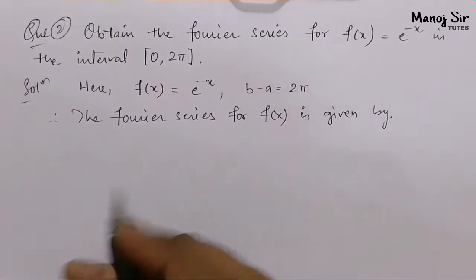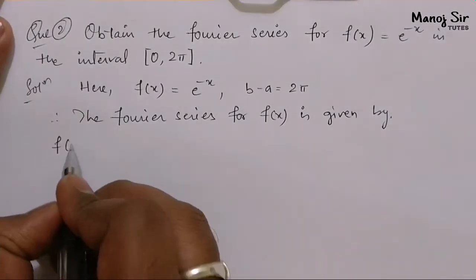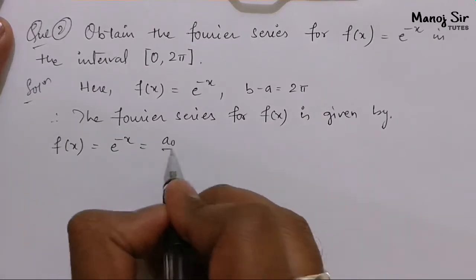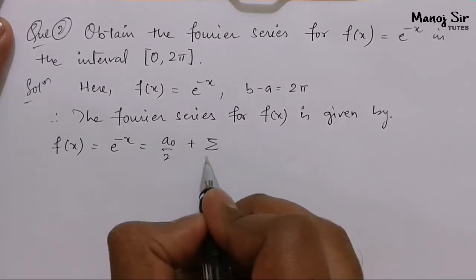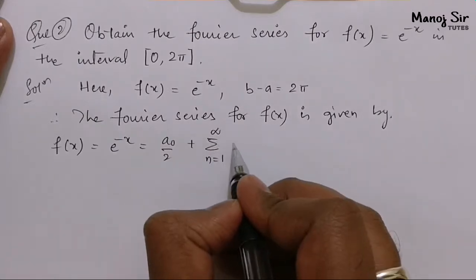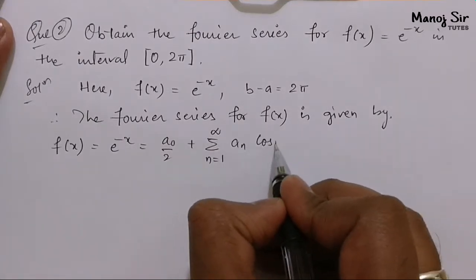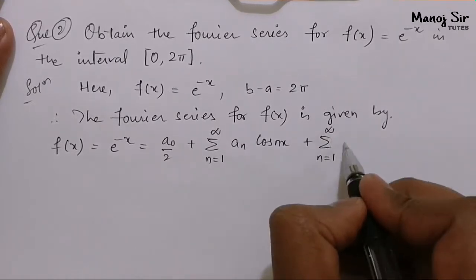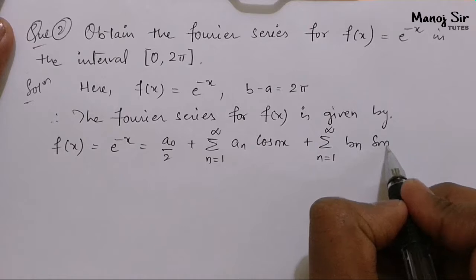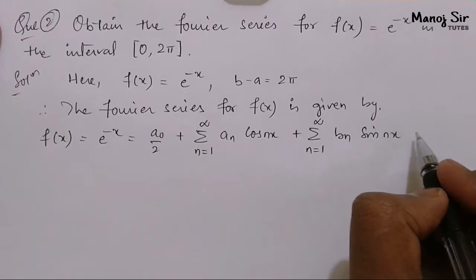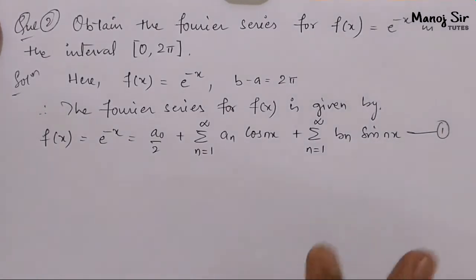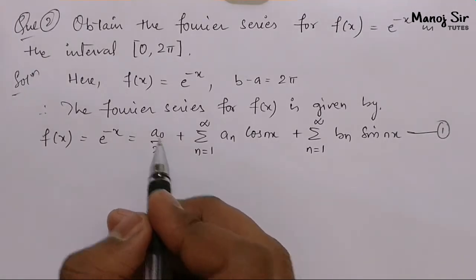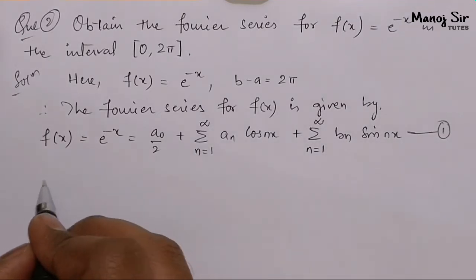So f of x, which is nothing but e to the power minus x, equals a naught upon 2 plus summation n equals 1 to infinity a n cos nx plus summation n equals 1 to infinity b n sin nx. Let's suppose this is my equation number 1. We are going to find the values of a naught, a n, b n one by one.